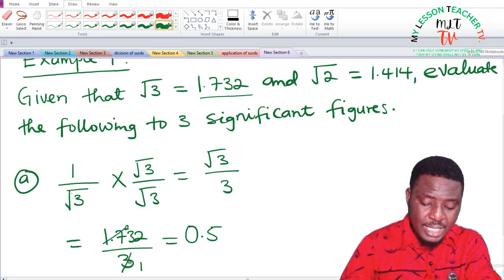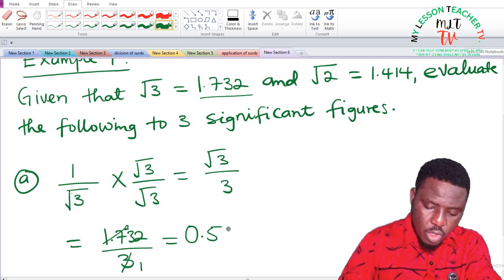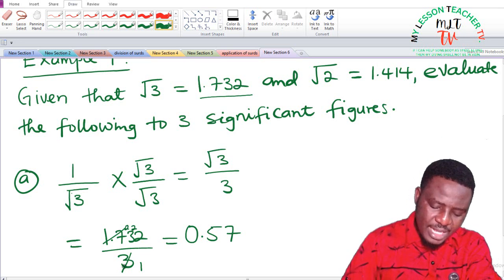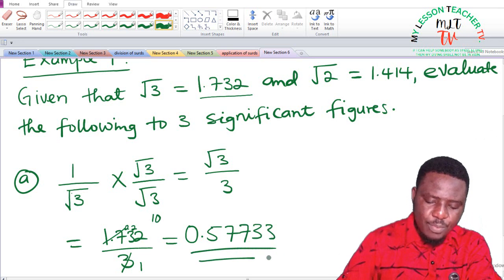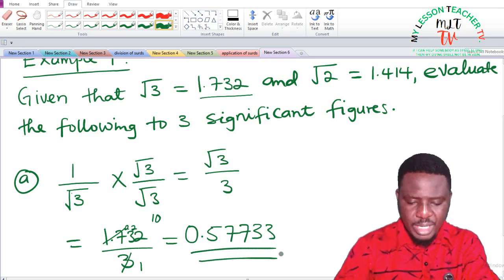23 divided by 3 gives us 7 remainder 2, for 7 times 3 is 21. So you have 2 left. This becomes 22. 22 divided by 3 is 7, remainder 1. Add 0 to it and divide. It gives you 3, 3, 3, 3, 3, 3. So this is approximately what you will get.